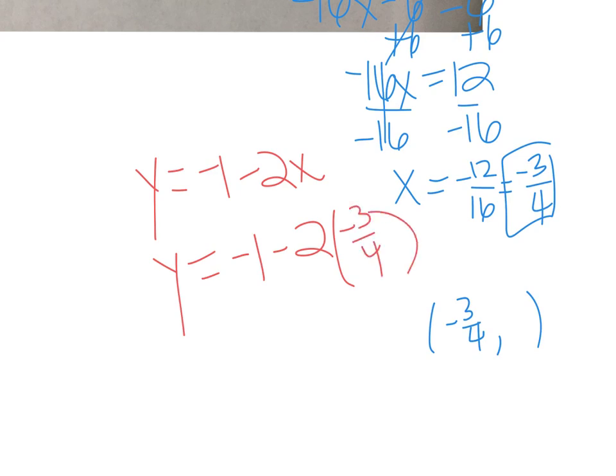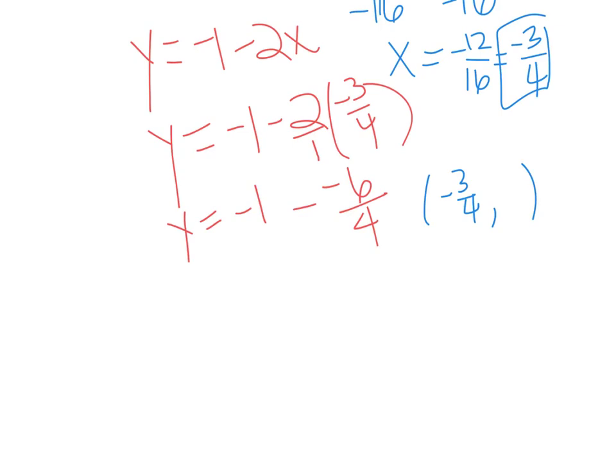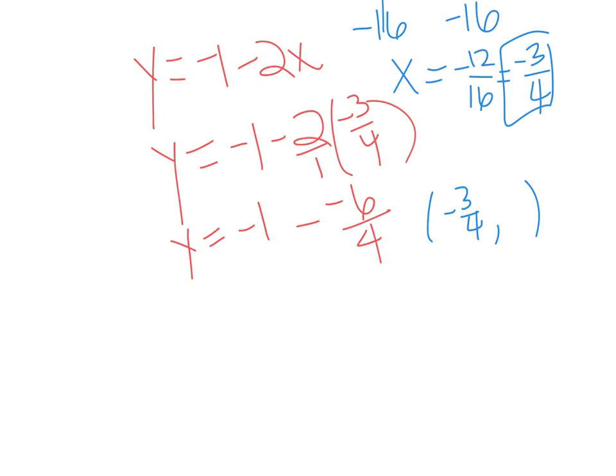Don't freak out. It's okay. It's just a fraction. That just means we're going to make the 2 into a fraction also. So I have y equals negative 1 minus 2 times negative 3, which is a negative 6. So minus negative 6 over 1 times 4, just like so. Remember, a minus and a negative just means that they're going to add. So we're going to change it to a plus. 6 over 4 actually reduces to 3/2.